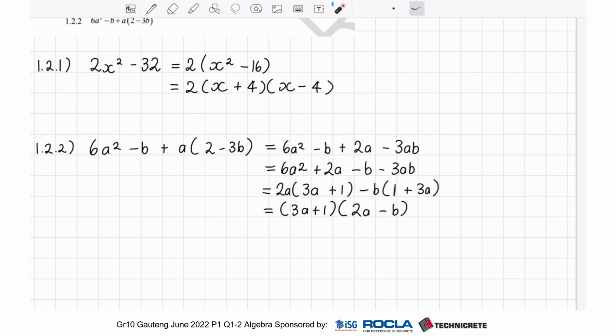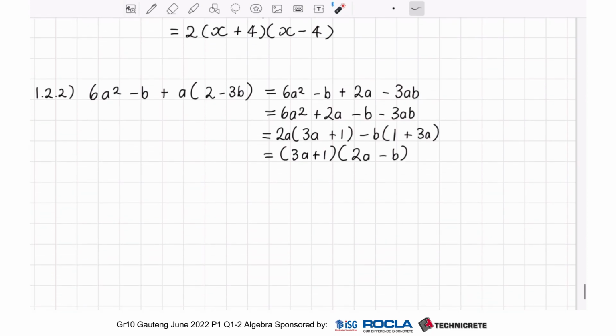And if you want to check that you've done it correctly, you can go back and distribute these two brackets. So multiplying each term in the first bracket by each term in the last bracket, and check that you get back to your original expression, either this one or this one. So we can do that by FOIL.